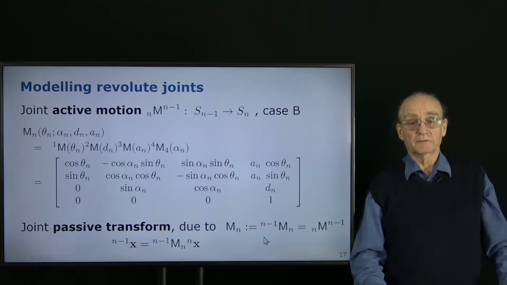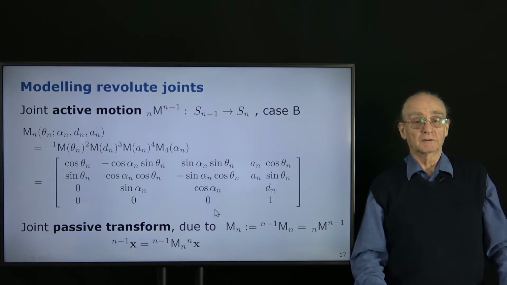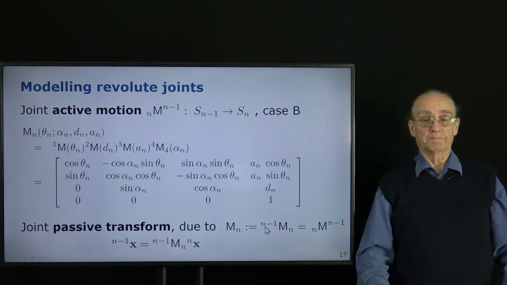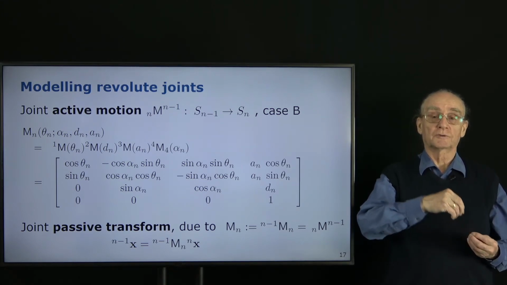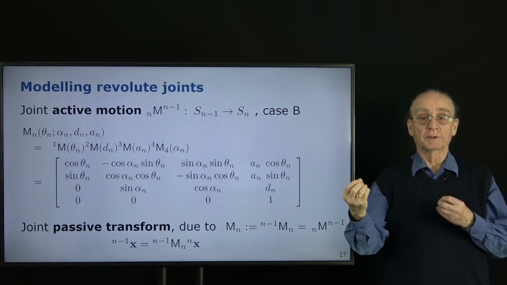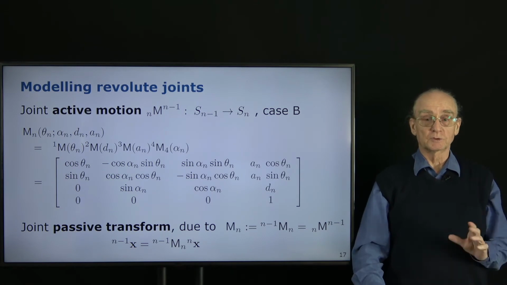You remember this notation that we have here: the active motion of the systems from n-1 to n, and we know that the coordinate transformation with the same parameters is that in the reverse order, that means from n to n-1. So we can use this matrix for 2 purposes, either for the motion of the coordinate systems or for transforming coordinates. We will use this in the following.